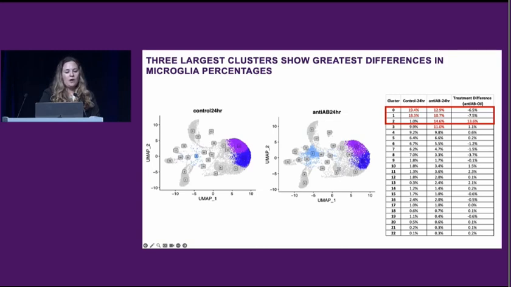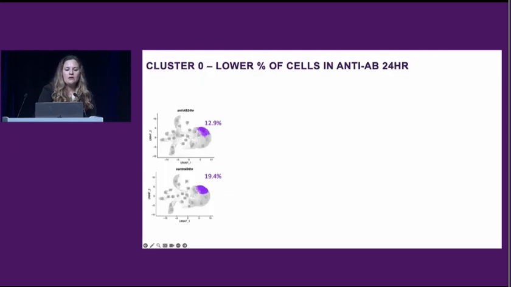For 0 and 1, which are purple and dark blue respectively, there were more cells by increased percentage of those total cells in that cluster over all the cells captured in the control IgG group, and fewer cells in the anti-A beta group. However, cluster 2, which is shown on the left side in that light blue, showed more cells in the anti-A beta group with 14% compared to 1% in the IgG group. So these had great differences between the 2 injections. So what's happening with these microglia in these very different percentage clusters?